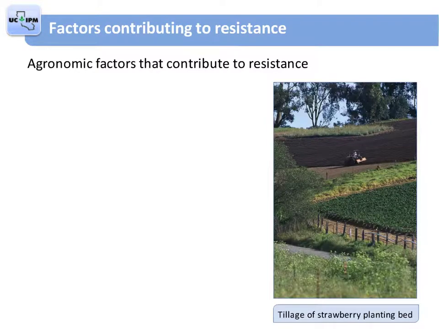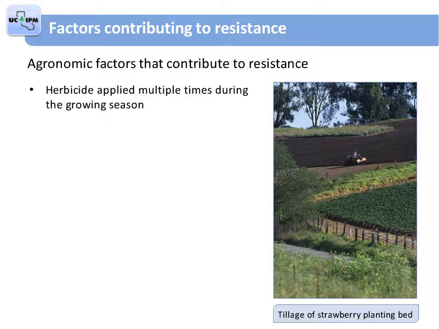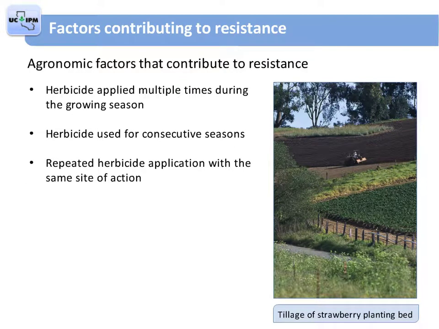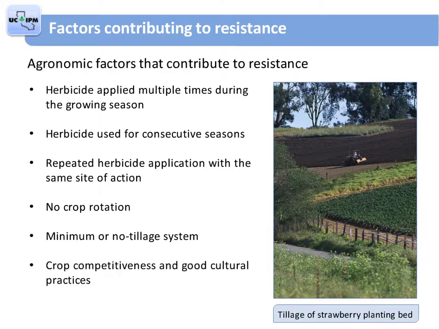There are several agronomical factors that lead to resistance. If you apply an herbicide multiple times during the growing season, use an herbicide for consecutive seasons, or repeat an application with an herbicide that has the same site of action, you are likely to get resistance. There is also more resistance in fields with no crop rotation or in a no-till system. Cultivation and tillage are really important to delay resistance. Finally, a competitive crop and good cultural practices are likely to delay herbicide resistance.